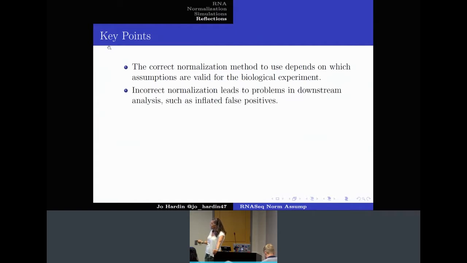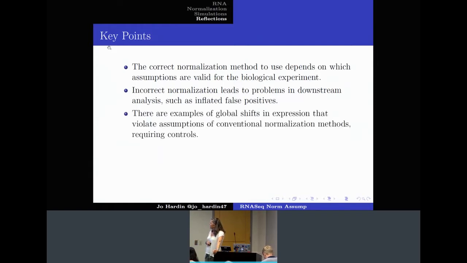And incorrect normalization can lead to problems in downstream analysis. What I've shown you here is inflated false positives. But again, depending on what you're doing, if you're doing some kind of clustering or whatever it is, getting these numbers right is really important, it's the first step. You need to have the correct measurements to do whatever kind of downstream analysis you're planning. And I've given you these extreme examples, but they do exist, right? So think again about what you're measuring and whether you're seeing global changes or not.